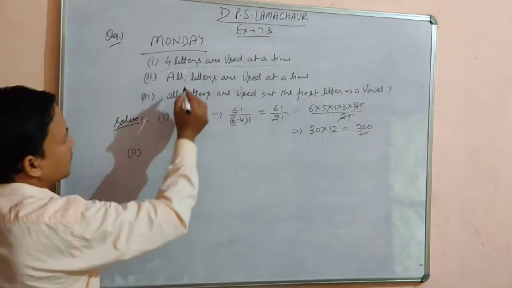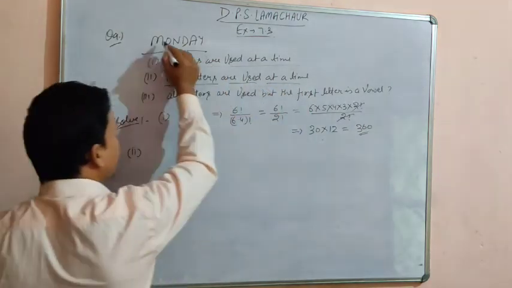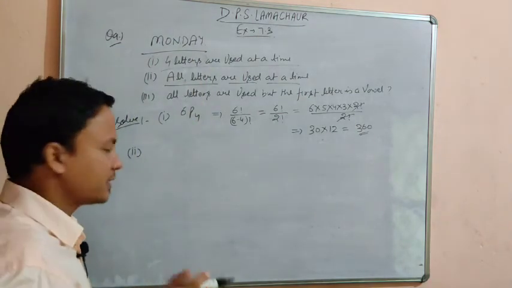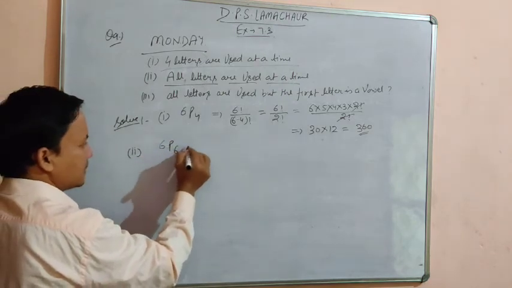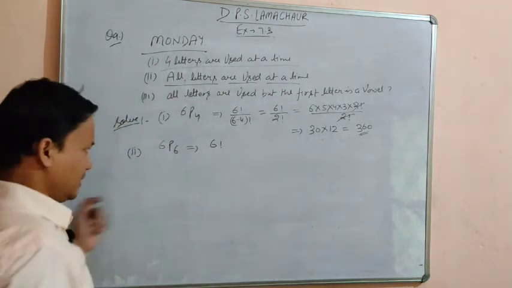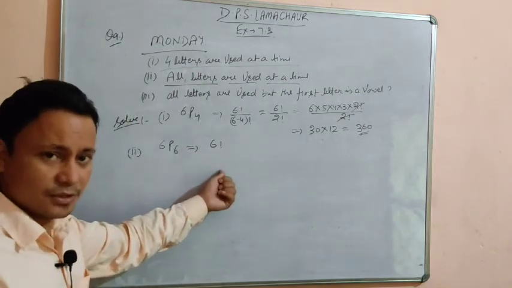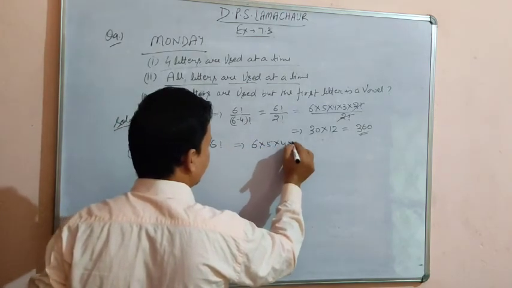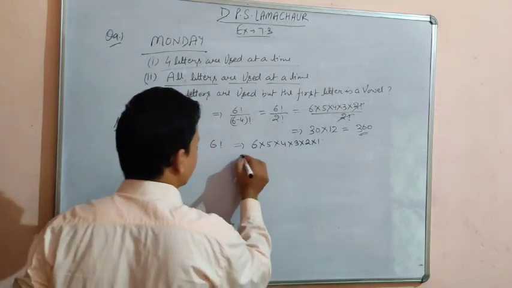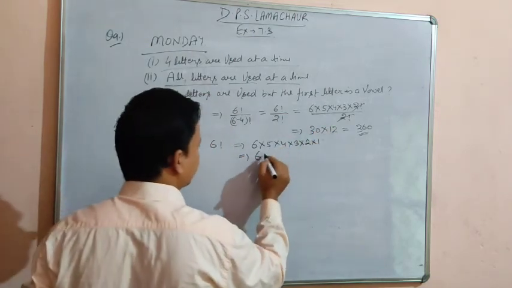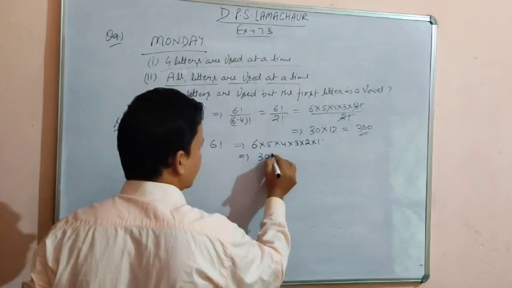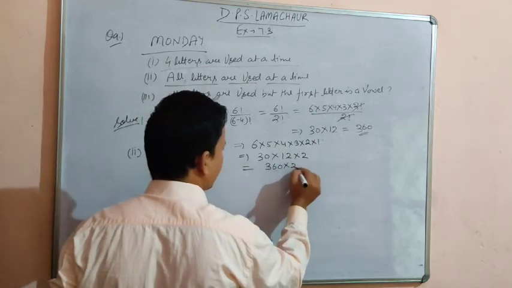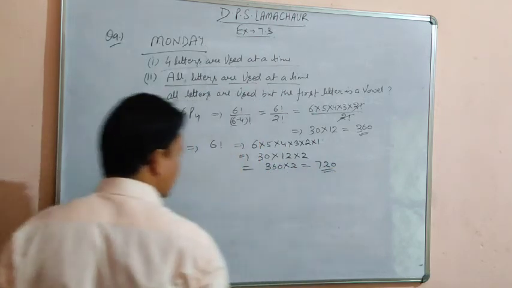Second case, all letters are used at a time. We have 6 letters and we have to use 6 out of 6 letters at a time. So the number of permutations will be 6P6, that is 6 factorial upon 6 minus 6 factorial, that is 6 factorial upon 0 factorial. The value of 0 factorial is 1, so it is 6 factorial, that is 6 into 5 into 4 into 3 into 2 into 1. 6 into 5 is 30, into 12 into 2, 360 into 2, that is 720 arrangements are available there.